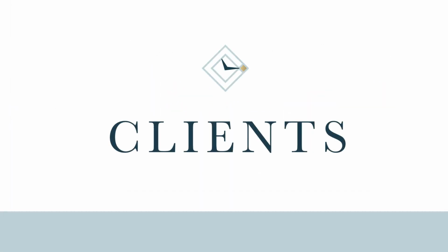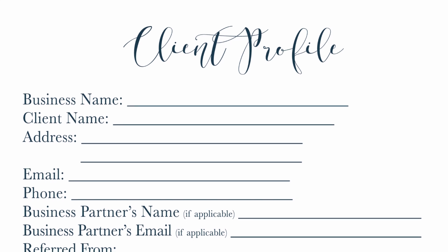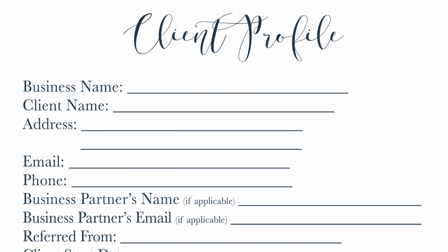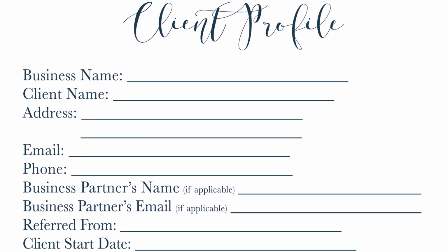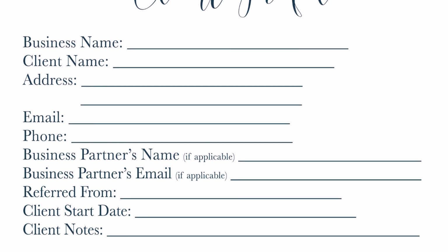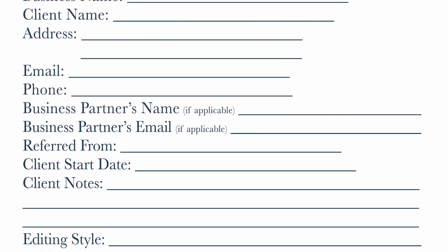Section 3 focuses on your clients. Balancing 1 or 2 clients may not be too difficult, but once you're up to 5, 10, or even 15 clients, it becomes impossible to remember everything. Included in this binder is a client profile sheet where you can keep track of your client's contact information as well as editing preferences and any other important information.